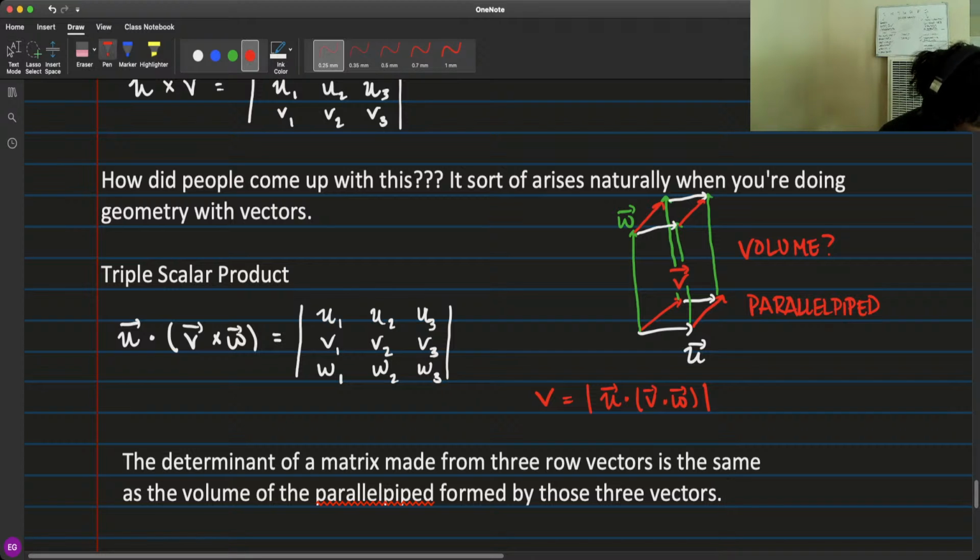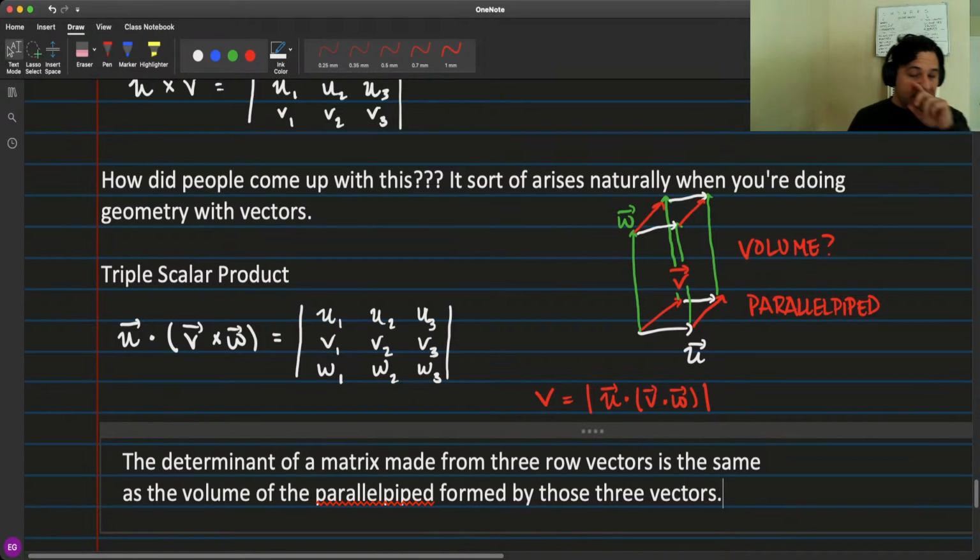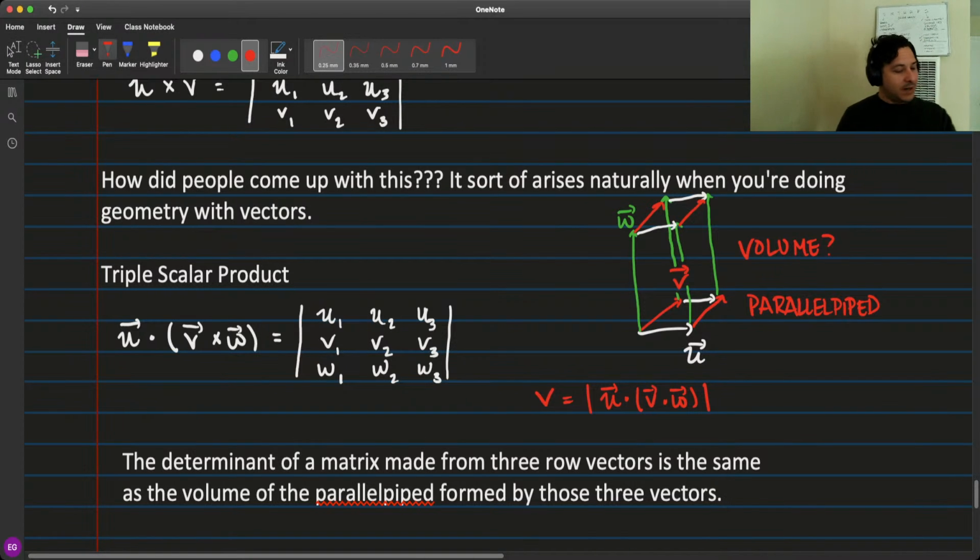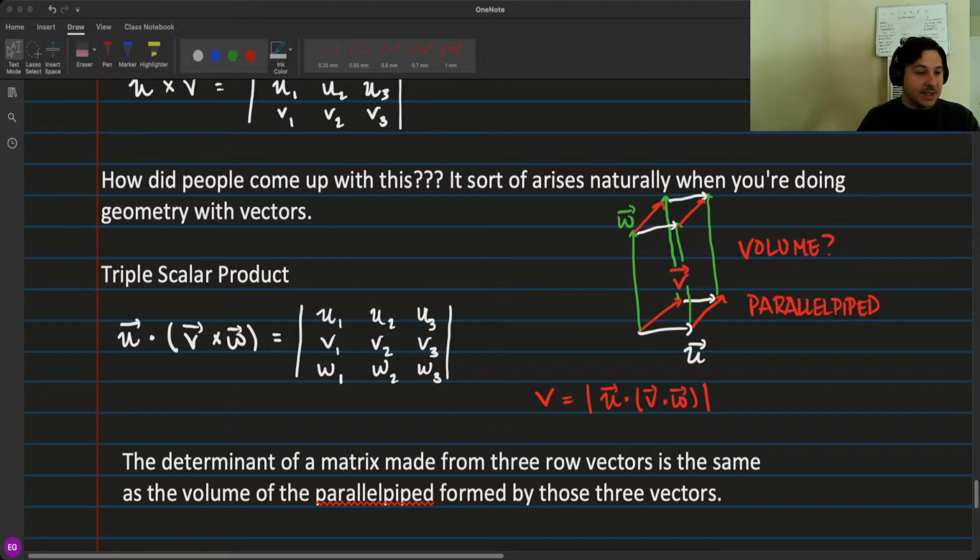So this is one of the first uses of vectors that people probably discovered. At some point they discovered this. They were like, oh wow, if you want to make some sort of 3D shape, you can form it with 3 vectors. If you want to know the volume of that 3D shape, boom, you just take the determinant.